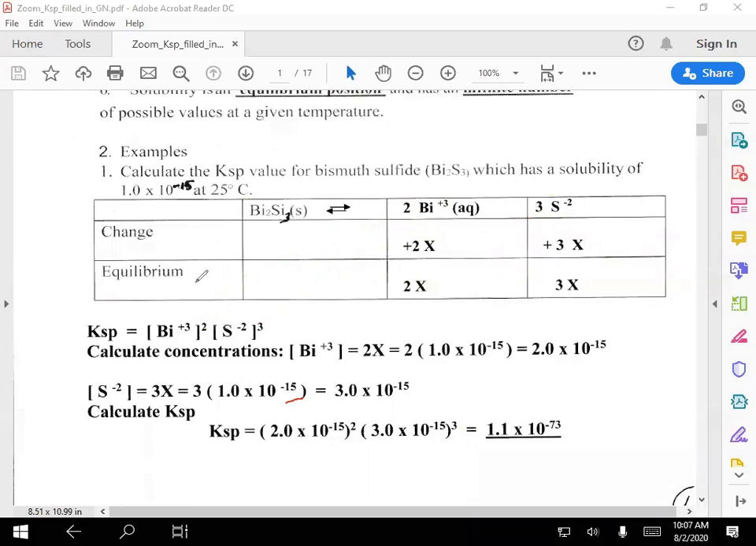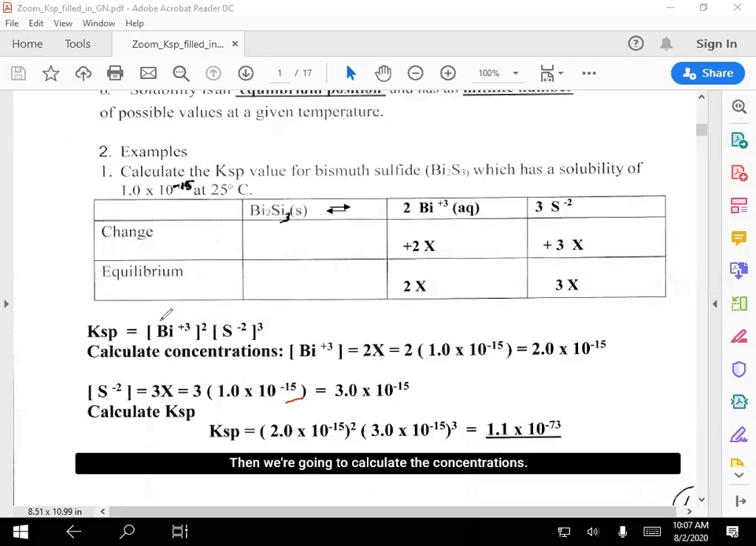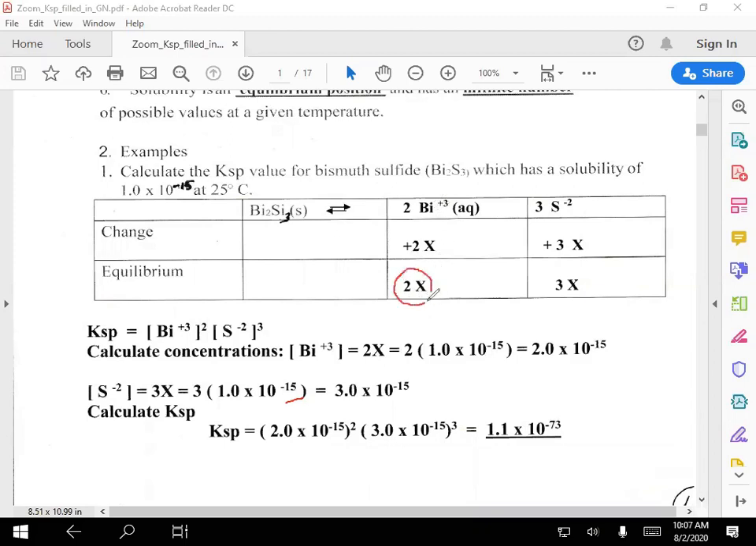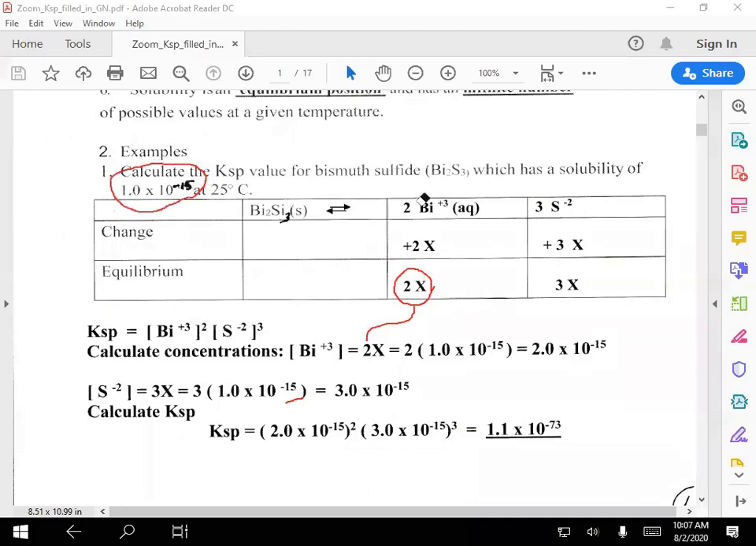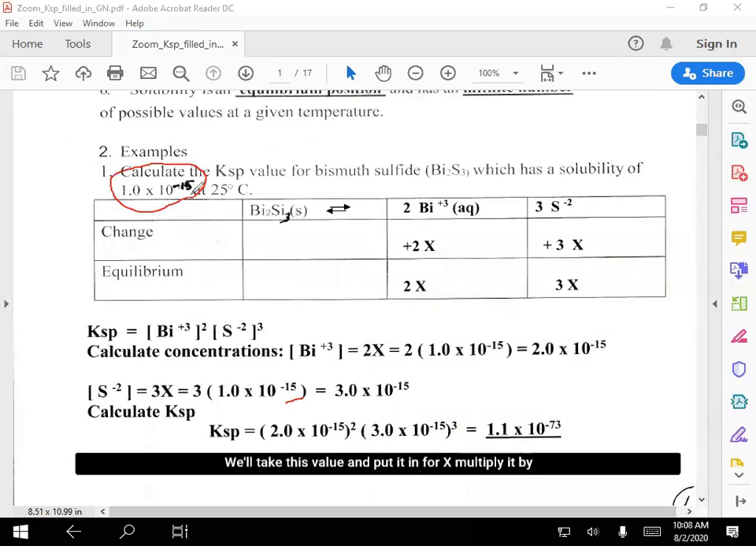Then we're going to calculate the concentrations. So we look at the column for the bismuth. We have a 2x. So this value that was given in the problem is the x. We'll take this value and put it in for x, multiply it by 2, and get our equilibrium for the bismuth.